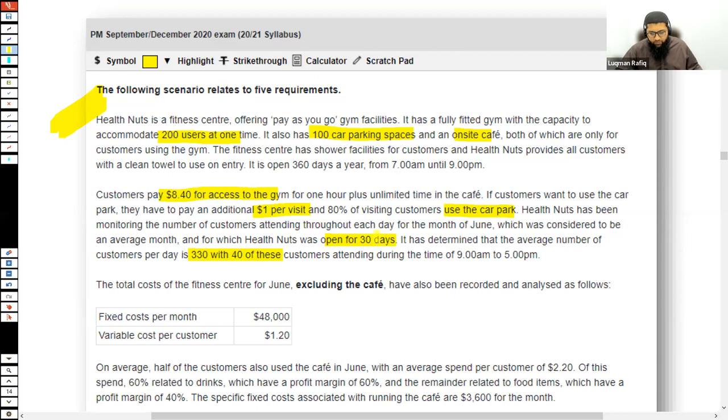Now, what else does it say? It says that it has the total cost of the fitness center for June, excluding the cafe, have also been recorded and analyzed as follows. So there is a fixed cost per month. There's a variable cost per customer.